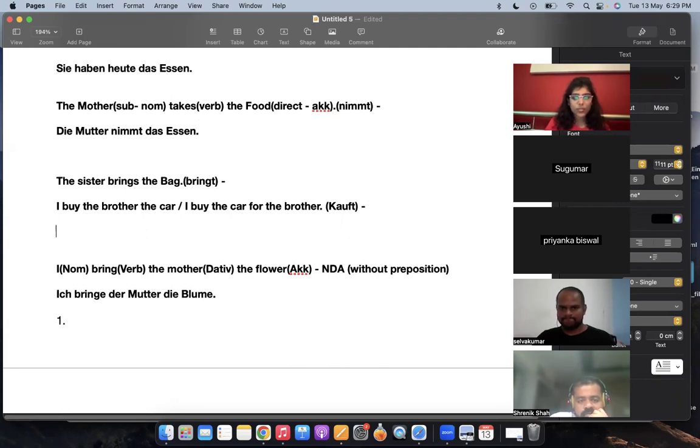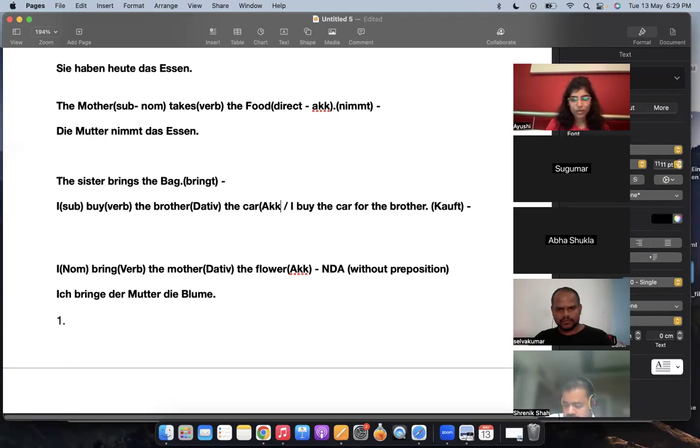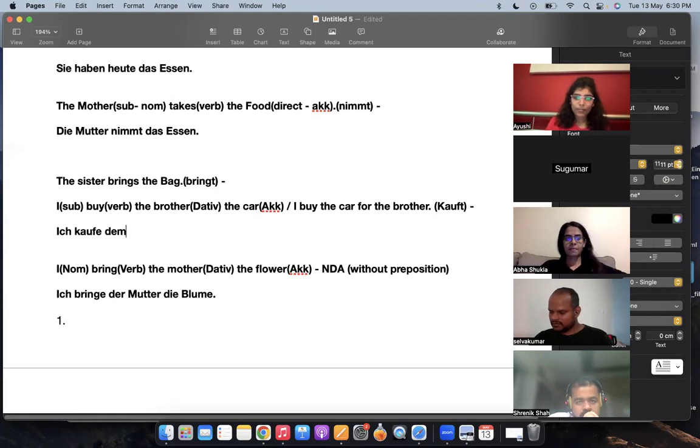The next one we have: what is I? Ich. I is the subject, then the verb. What is brother? Brother is object one and car is object two. So when we have two objects, the person is the dative object, right? And car is an accusative object. So now can we write: ich kaufe. What is brother, dative masculine? Dem Bruder. What is car? Das Auto. Not auto, Auto.